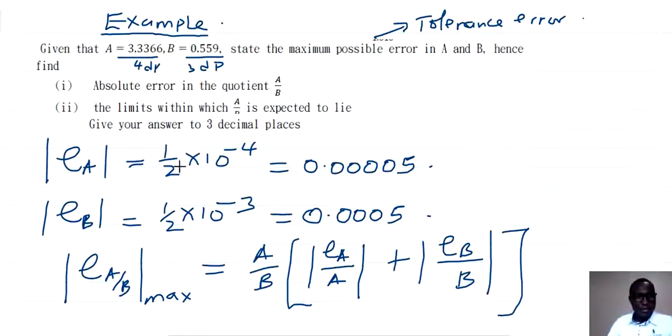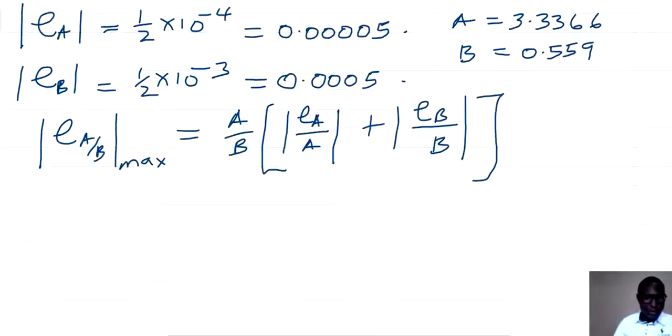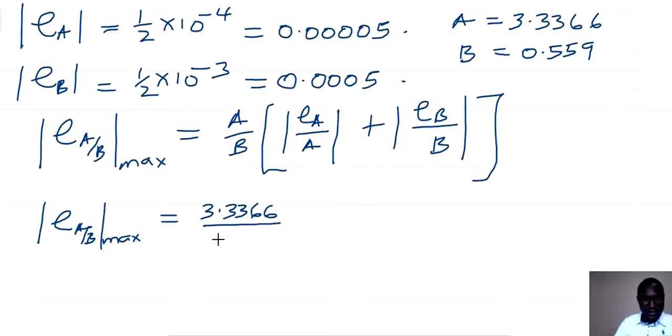Now, because we are interested in this error here, let's substitute. We have A, we have B, we have error in A, we have error in B, so we can now substitute freely. The absolute error in A over B max is equal to A, which is 3.3366, divided by B, which is 0.559, into brackets.